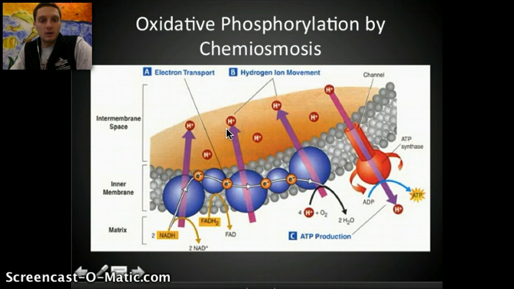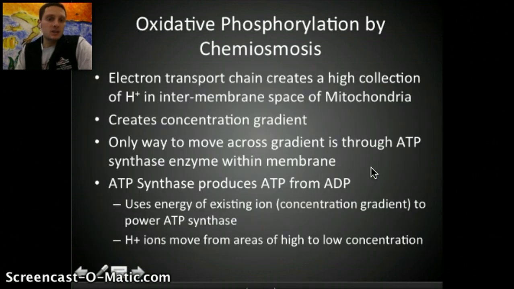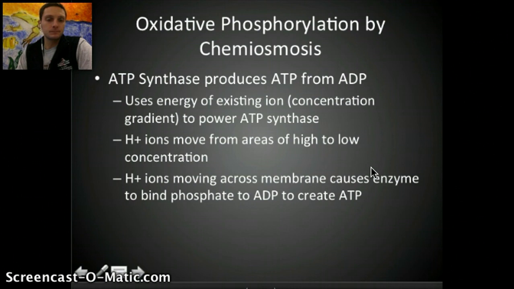The only way to get back across the membrane is through this ATP synthase. And so ATP synthase uses the energy of the ions to power this process. And they move from an area of high concentration to low concentration. And so the end result here is this right here. The hydrogen ions moving across the membrane cause the enzyme to bond phosphates to ADP to create ATP. And really, if we think about this whole process together, the purpose of this is to drive the production of ATP.